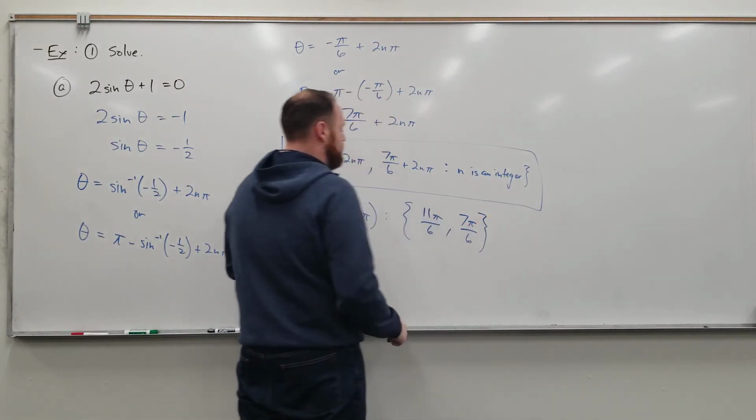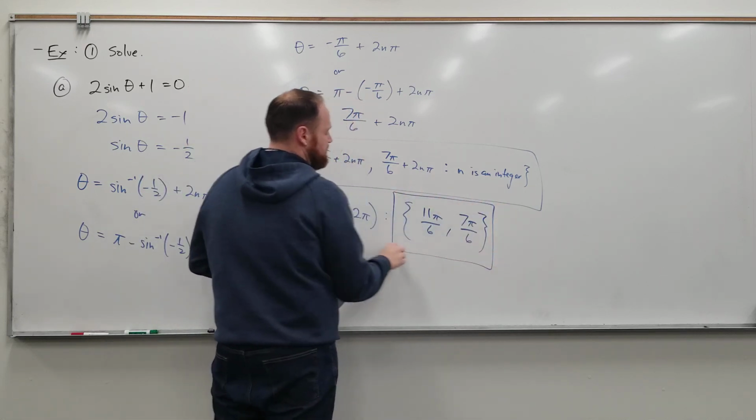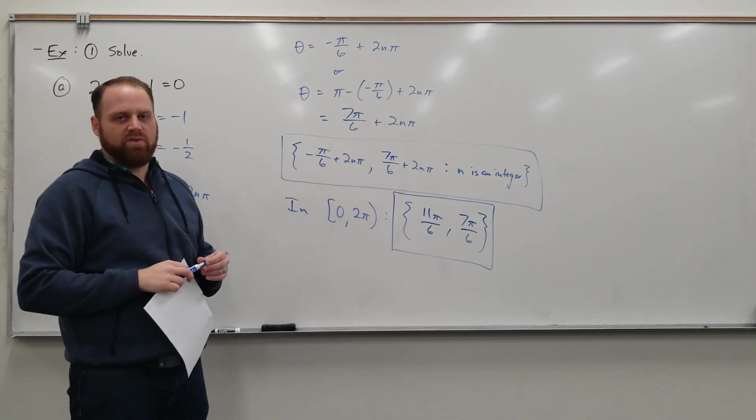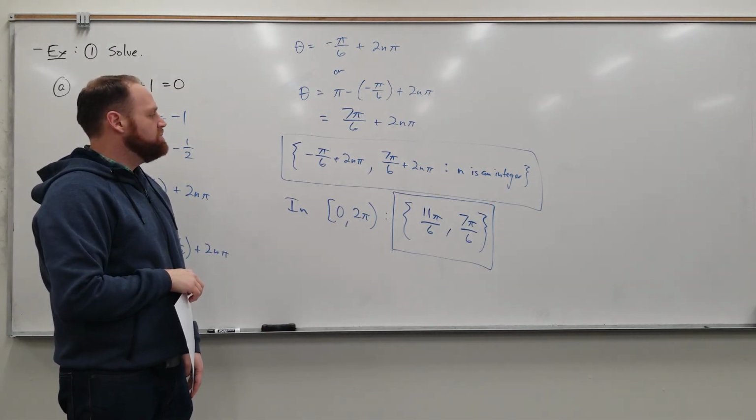Okay? And so that would be it, right? So the solutions that live between 0 and 2 pi are 11 pi over 6 and 7 pi over 6. Okay? So that's that.